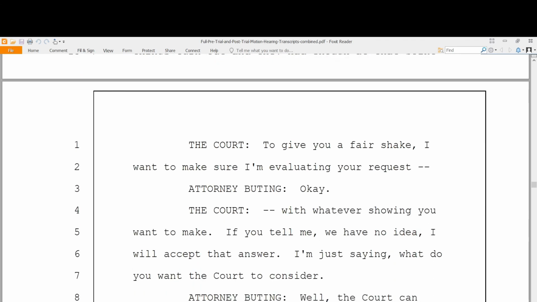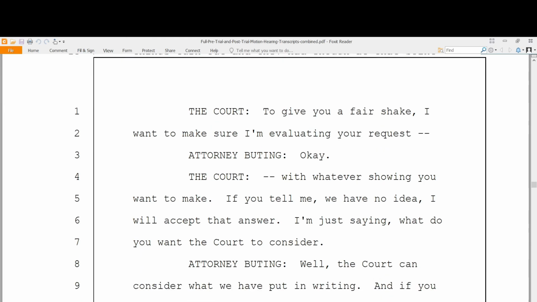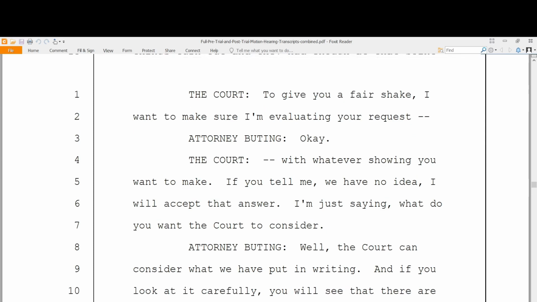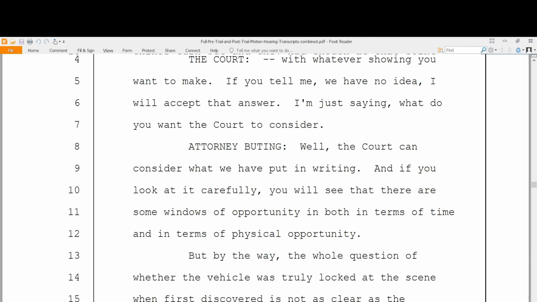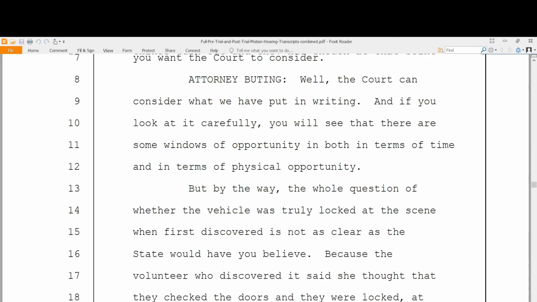The court: To give you a fair shake, I want to make sure I'm evaluating your request with whatever showing you want to make. If you tell me we have no idea, I will accept that answer. I'm just trying to, what do you want the court to consider? Attorney Buting: Well, the court can consider what we have put in writing. And if you look at it carefully, you will see that there are some windows of opportunity in terms of both time and physical opportunity.